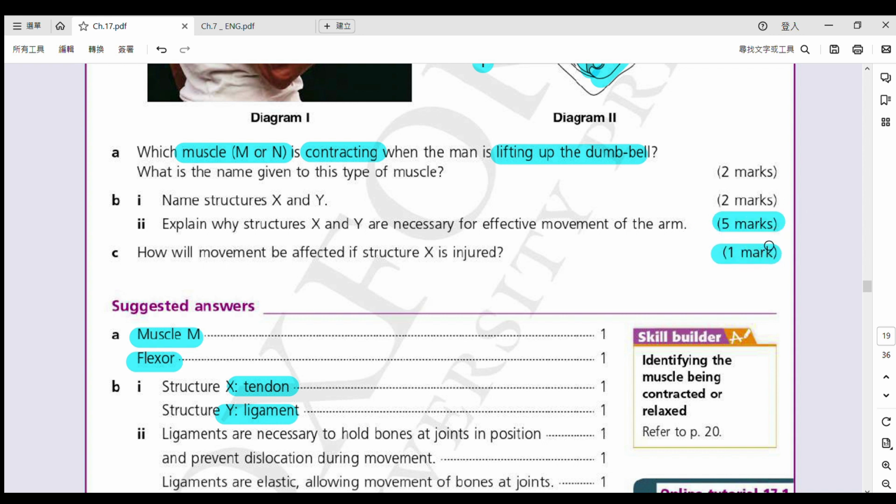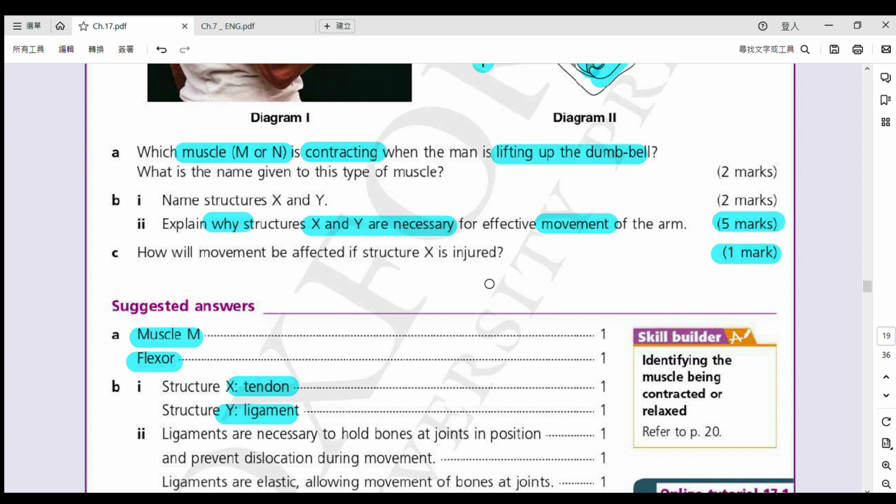So when you see 5 marks, please don't hesitate. Don't get stuck. Try to answer it. Let's look at what the question is asking. It asks why structures X and Y are necessary for movement of the arm. In simple terms, both X and Y are needed. So what are their functions?